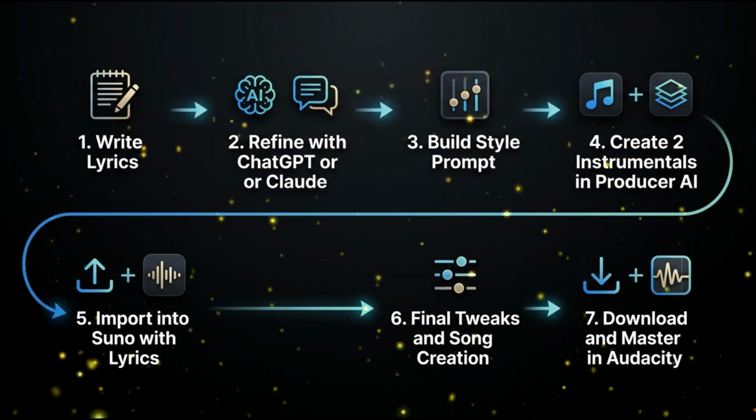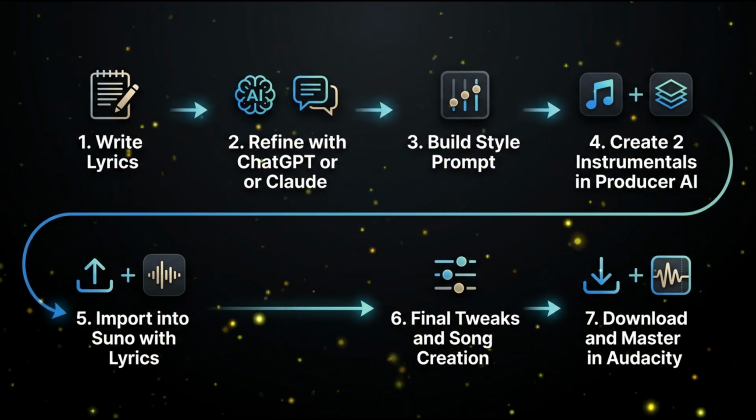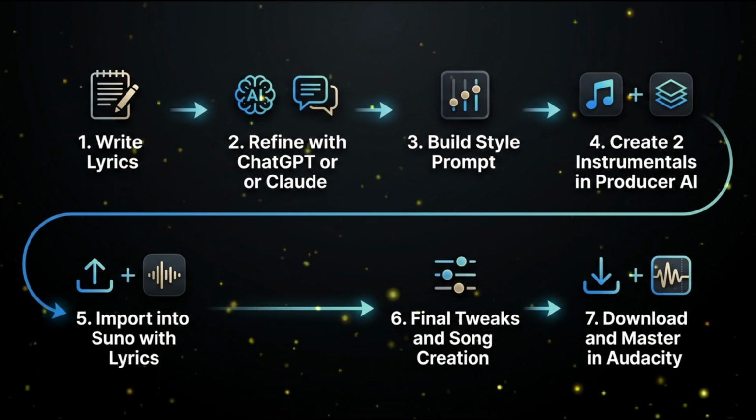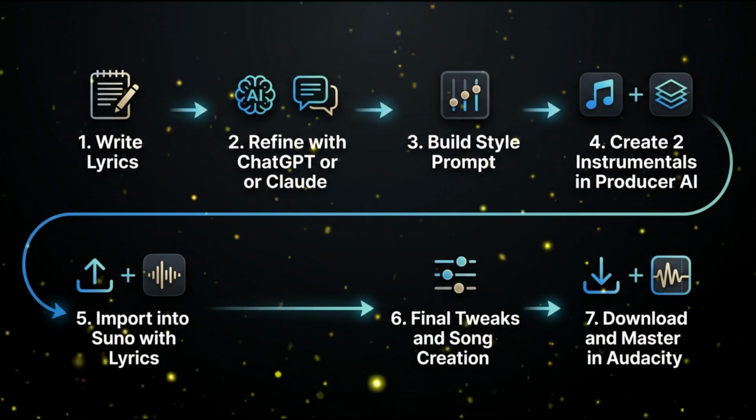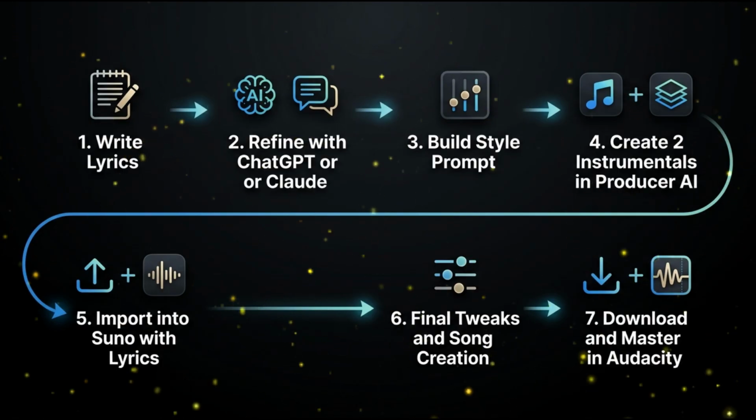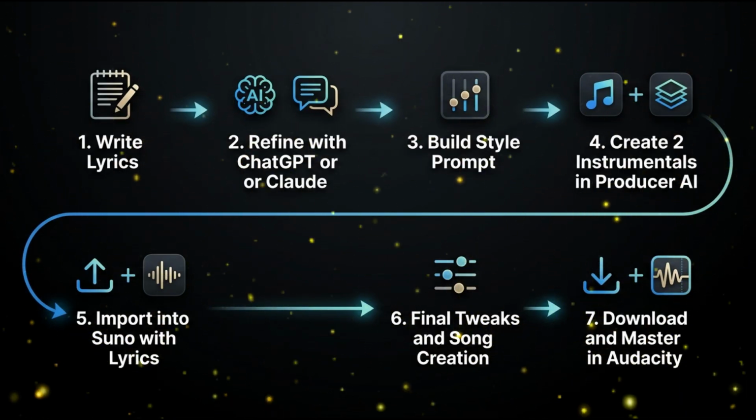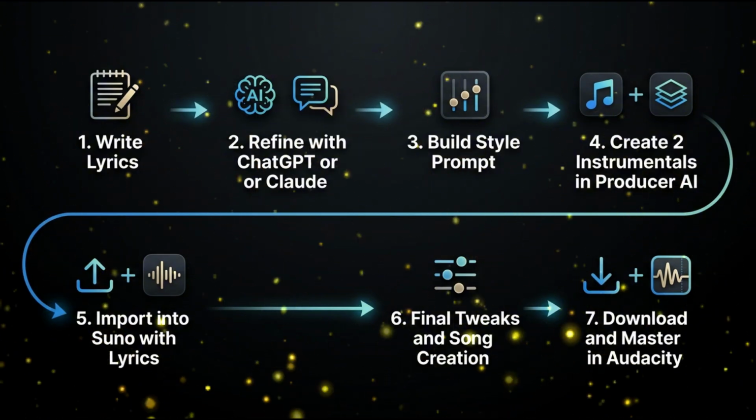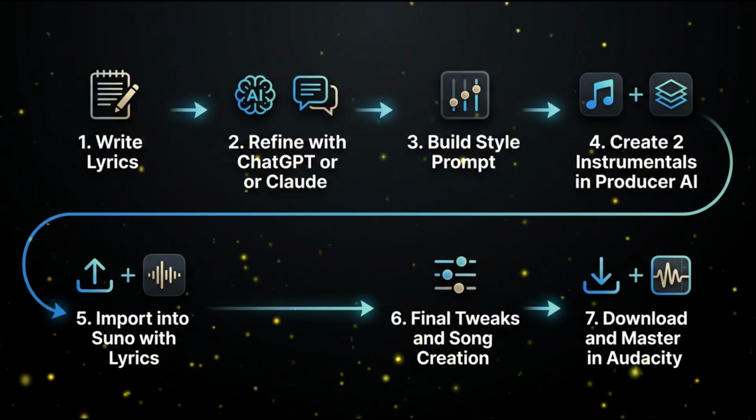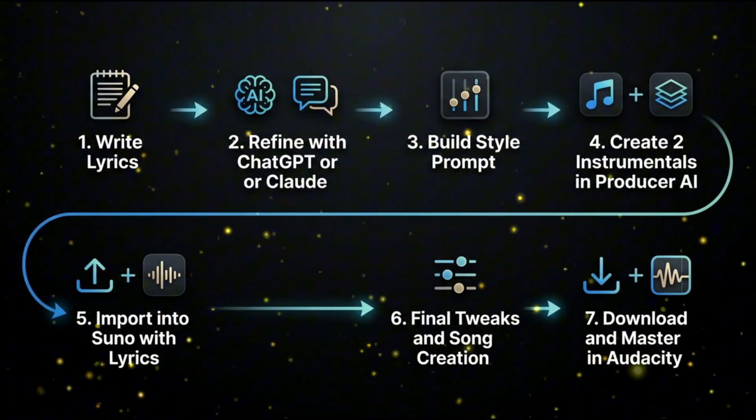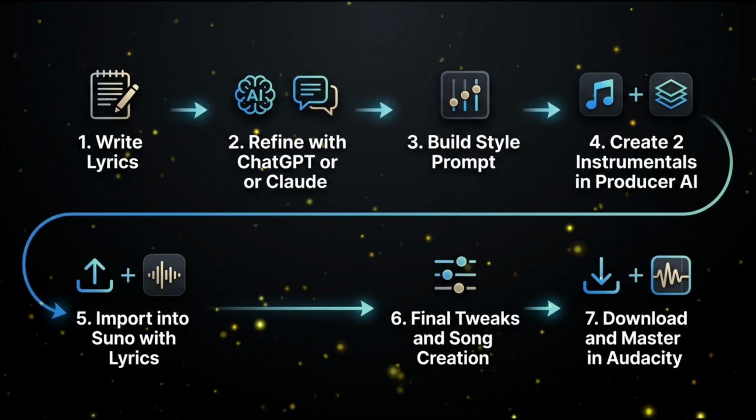Now, you can use other music AI, but right now we're using Producer. We used to use Udio. Fifth, we import the best instrumental into Suno with the finished lyrics. Sixth, we make the final tweaks and create the final song. And finally, we download the output and master it in a DAW. Now, I personally use Audacity because it's free, simple, and good enough to finish a track for YouTube. But you can use whatever DAW you like.